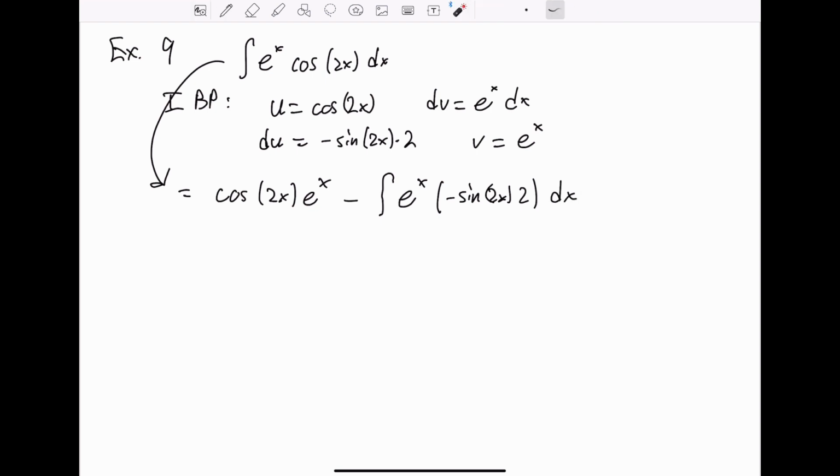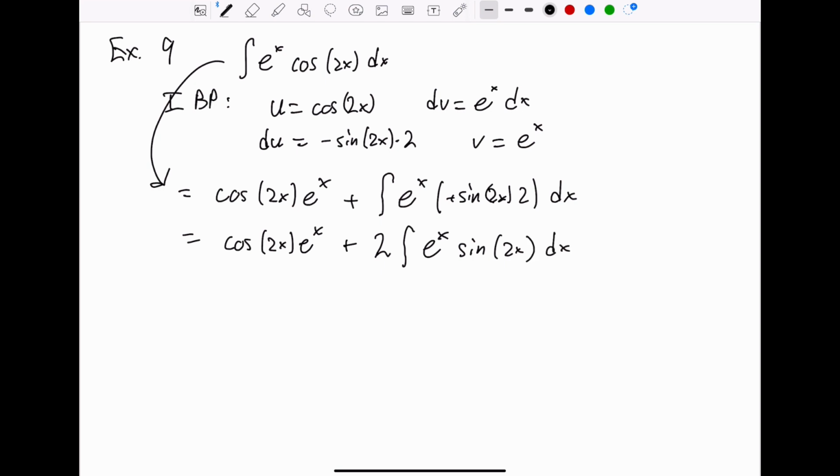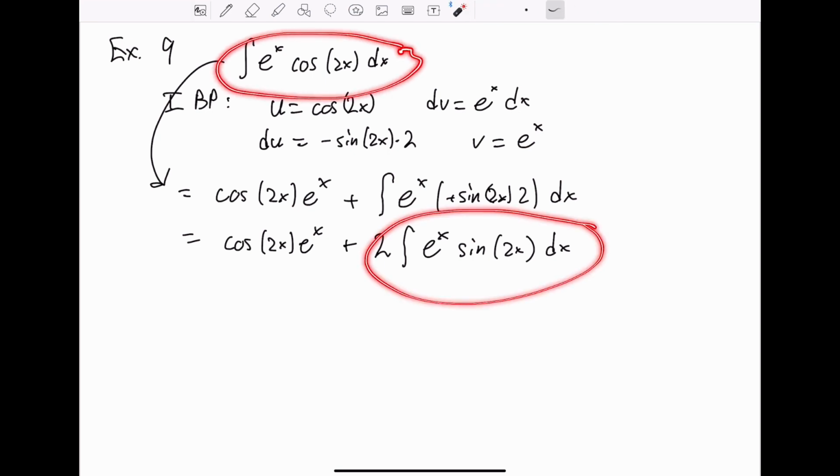All right, I have a negative and a negative here. I can just make those both positives. Negative times a negative. And there's the 2 inside the integral that I want to remove to the outside. So I'll take one step to simplify: cosine of 2x e to the x plus 2 times the integral of e to the x sine of 2x dx. After applying integration by parts, we have a very similar integral to the one that we started with. We've just replaced the cosine with a sine. So what can we do? Well, we'll try integration by parts again.